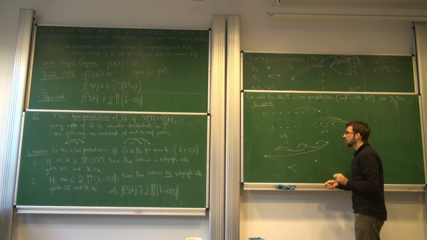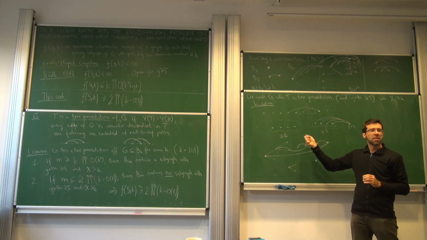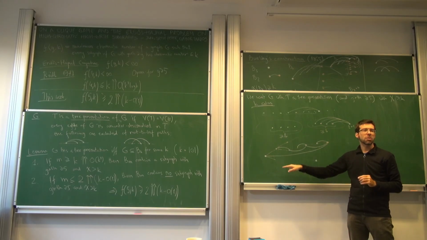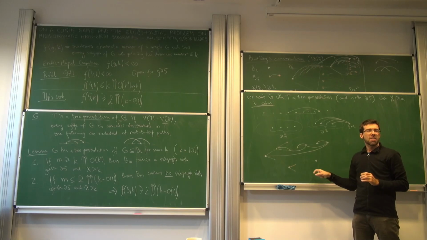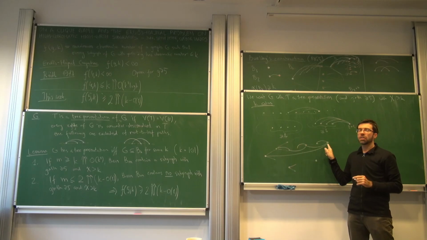And my claim is that the chromatic number of this graph, which we obtain here, is greater than k. Why? Suppose that this graph is k-colorable. Then chooser will just answer according to the colors of these vertices.